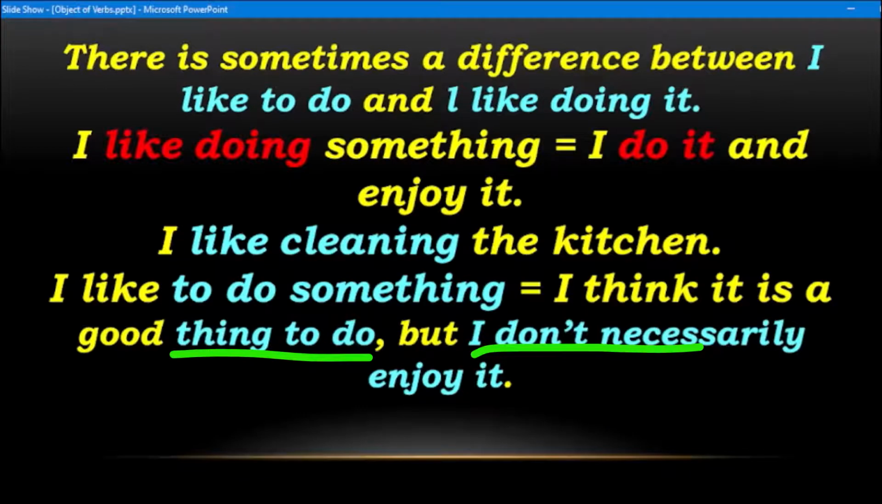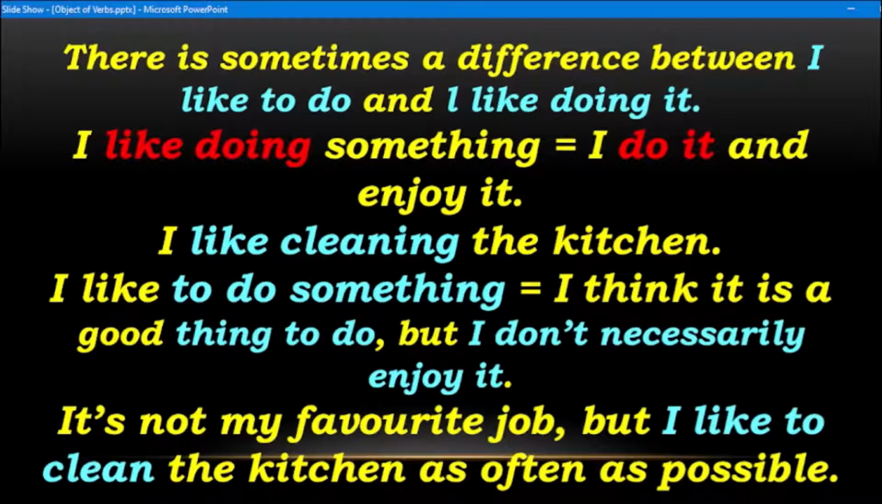I like to do something. Here we have the infinitive. It means I think it is a good thing to do, but I don't necessarily enjoy it. Now look at the sentences. The first one is "I like doing," and the second one is "I think it is a good thing to do, but I don't necessarily enjoy it." It's not my favorite job, but I like to clean the kitchen as often as possible. In these examples, you can find the difference between the infinitive and the gerund. When you use the object of the verb, you use the verb in the ing form. Okay? Is it clear?